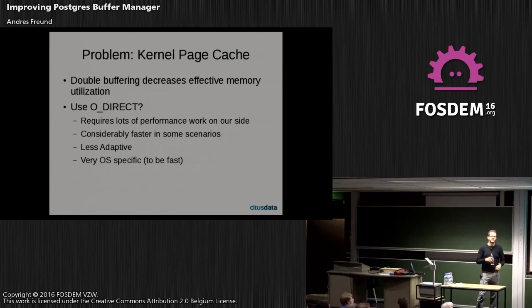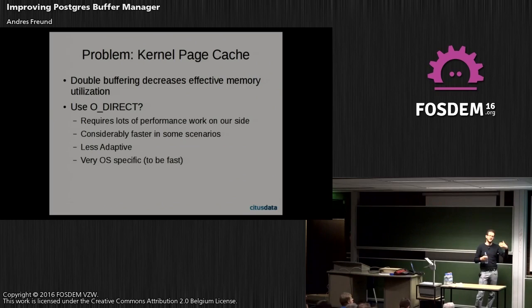We have a microphone. Okay, just ask it and I will repeat it. So it's not mmap then, because if you're using mmap, you're working directly in the kernel's page cache, right? So the question was whether we are using mmap and whether we could just avoid the double buffering that way.